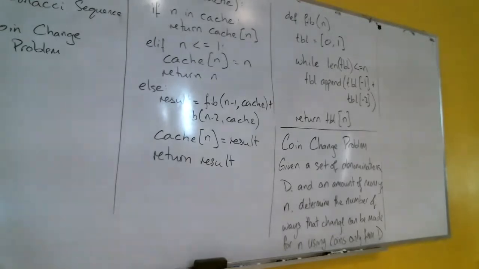Can you think of a way to represent this problem in terms of itself with smaller inputs? Base cases? The amount of money is N. So yeah, okay. So if N is bigger than the largest denomination, you think?